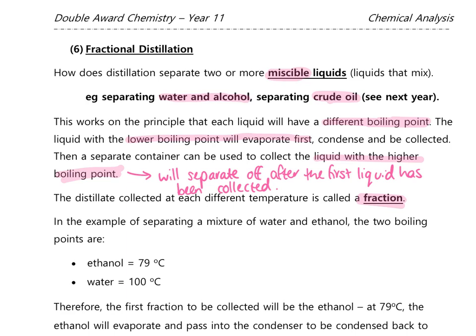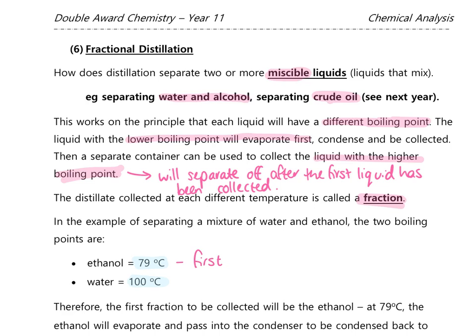So if we were separating water and ethanol, which is a type of alcohol, the two boiling points are, for ethanol, 79 degrees C, and for water, 100 degrees C. So which of those is going to separate off first? Well, of course it's going to be the ethanol. So when the mixture is heated, the ethanol will evaporate off first at 79 degrees C. So you'll see the temperature on the thermometer is 79 degrees C.